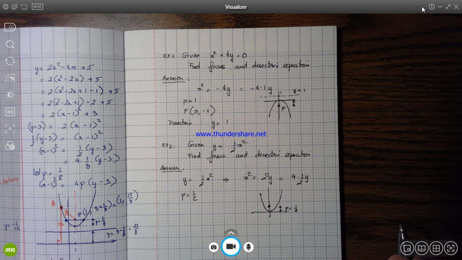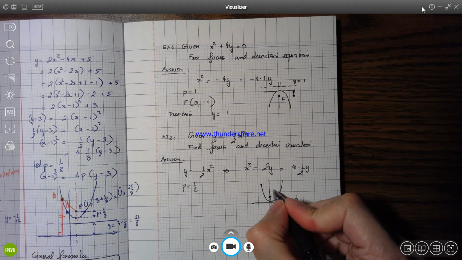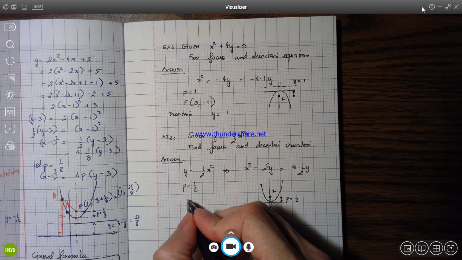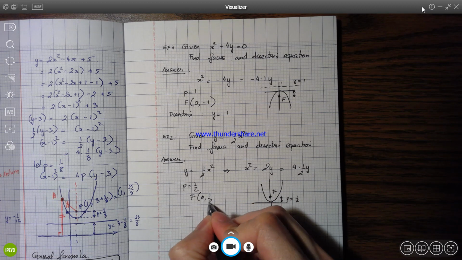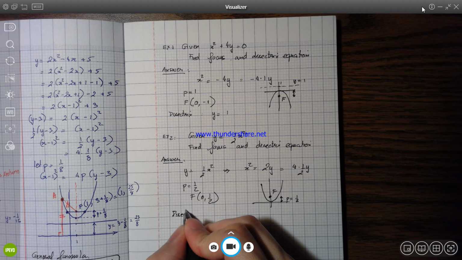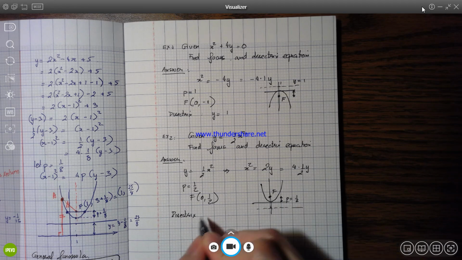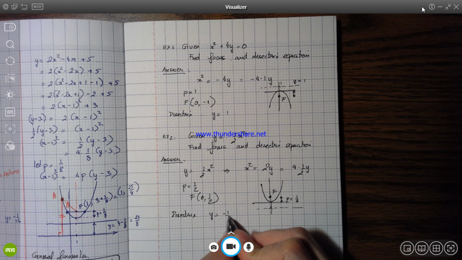Okay. Then from there we can get the point F right here must be (0, 1/2), right? It will be (0, 1/2), right? And the directrix will be what? Directrix will be down here, right? It will be y equals negative 1/2.